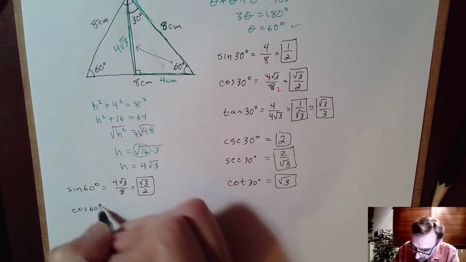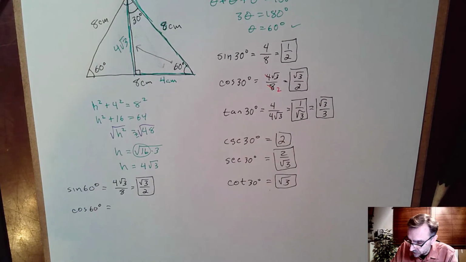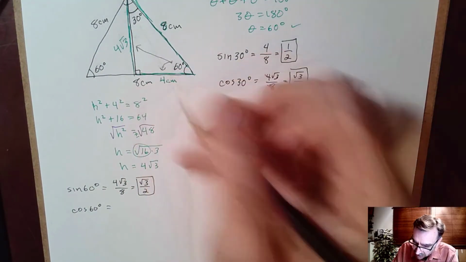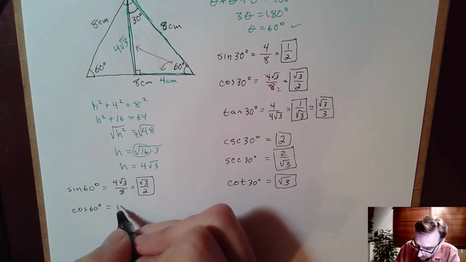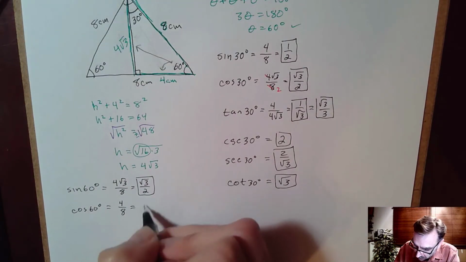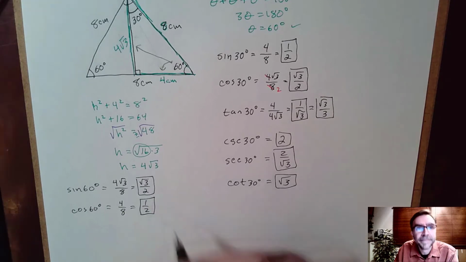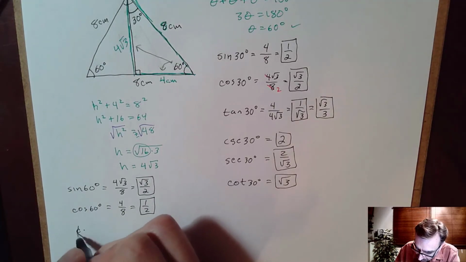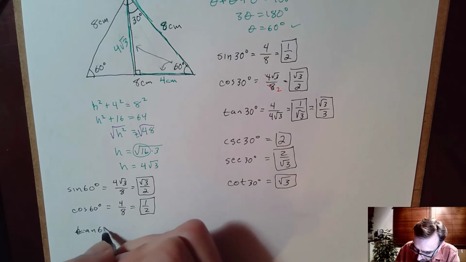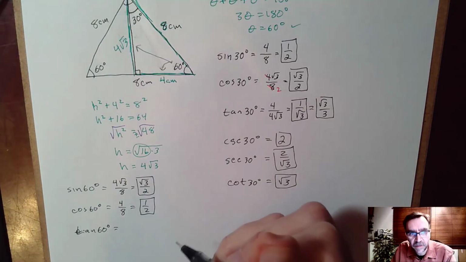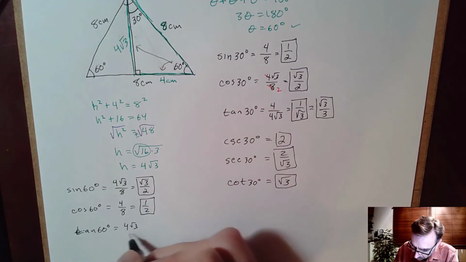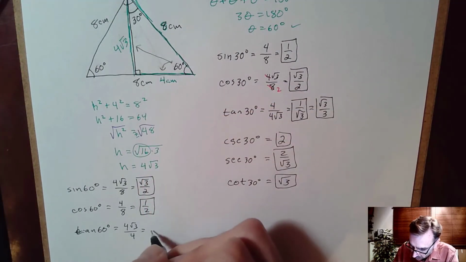Cosine of 60 degrees is defined to be adjacent over hypotenuse. And so the adjacent side here measures 4 centimeters. So 4 over 8 reduces to 1/2. Tangent of 60 degrees is defined to be opposite over adjacent. So in this case, 4 root 3 over 4 reduces to root 3.